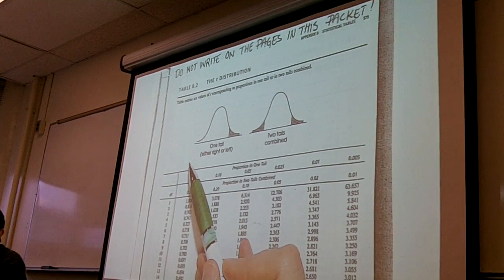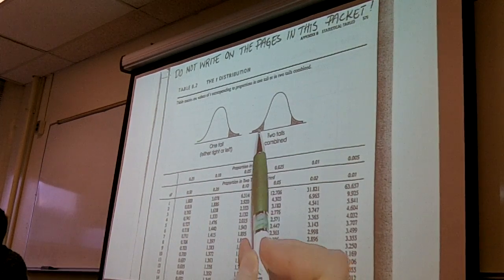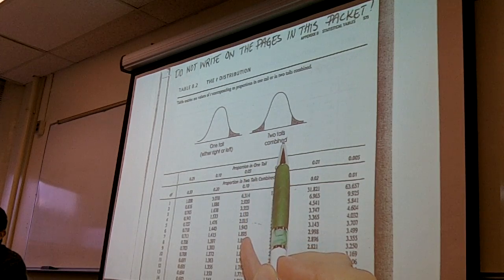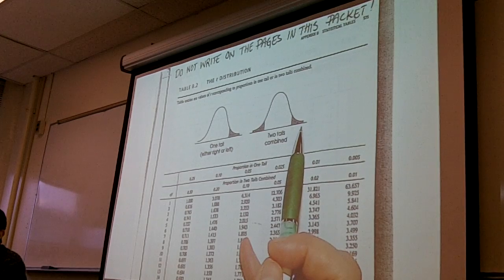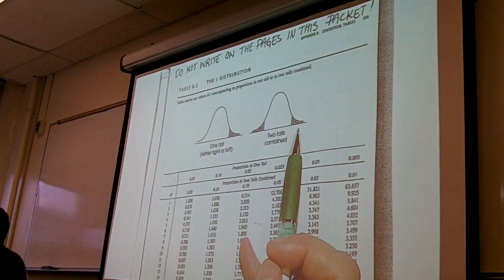If you're doing a two-tailed test, that same 5% gets divided over both of the tails, right? So you have 2.5% in one end and 2.5% in the other end. So you've got smaller targets, but you're looking in more places.